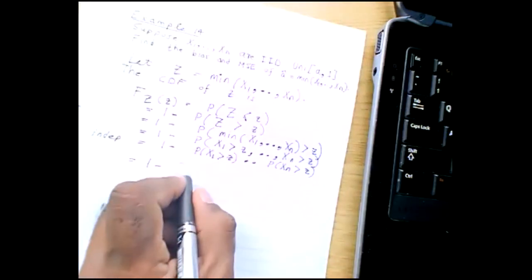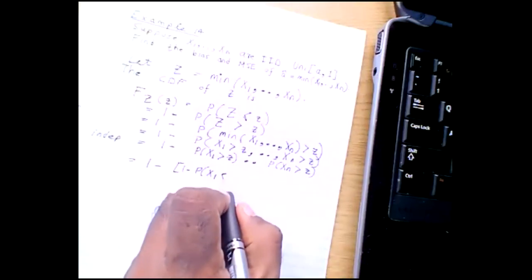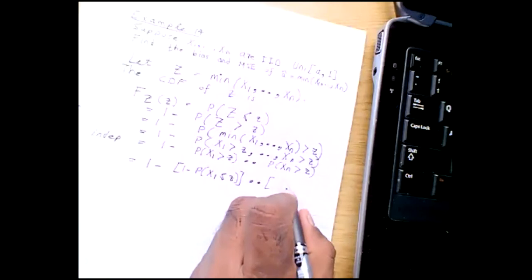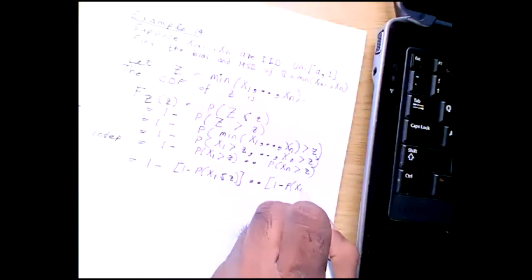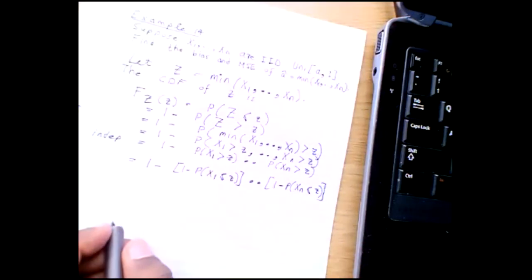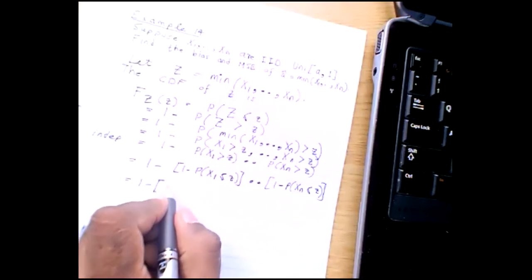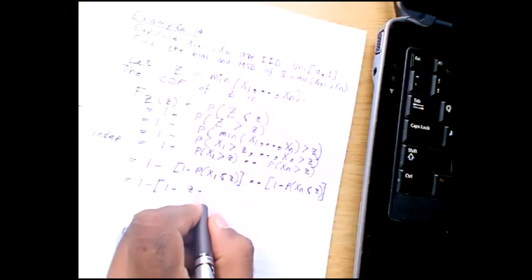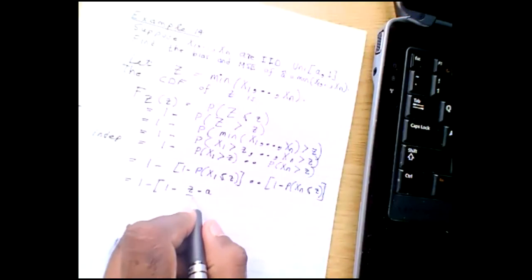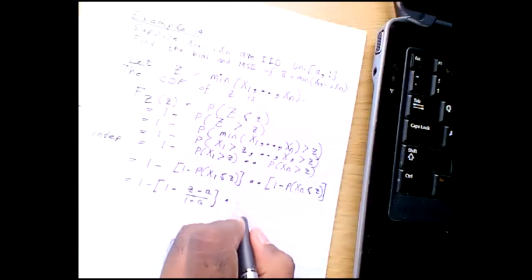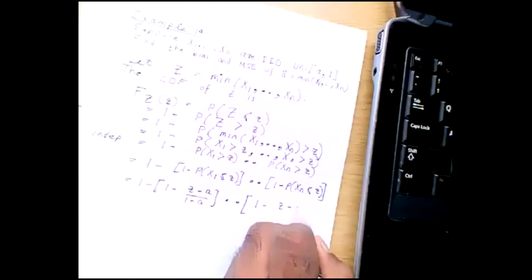All right, now this probability can be written as 1 minus the probability that x1 is less than or equal to z. And similarly, this one can be written as 1 minus the probability that xn is less than or equal to z. And now from example 13, we know the formula for the CDF, which I gave you in example 13, is this. If you combine all these terms, you get 1 minus z divided by 1 minus a, to the power n. So this is the CDF of Z.